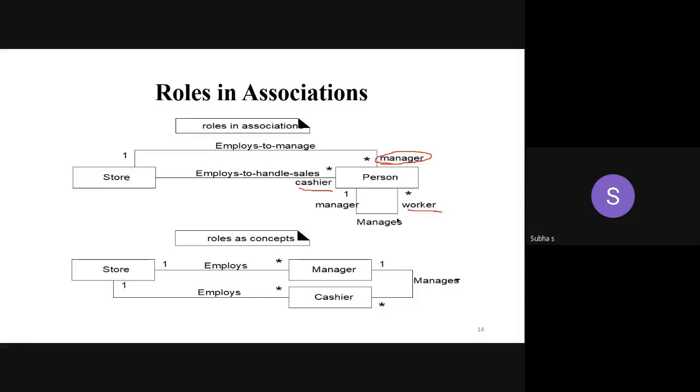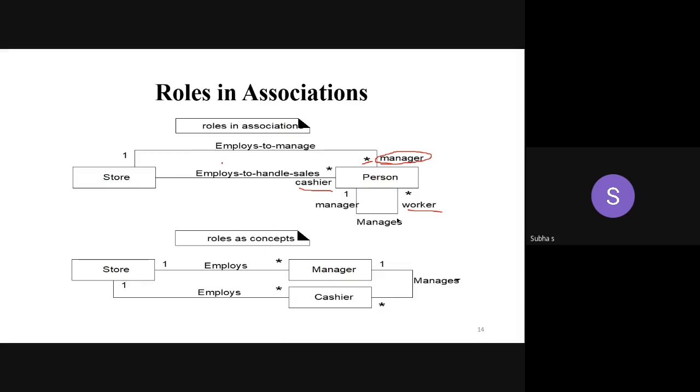He is associated to whom? He is associated to store. That is, it is related to the next gen POS. Store or shop. So one store employs to manage how many people? Many people. Star denotes many people.